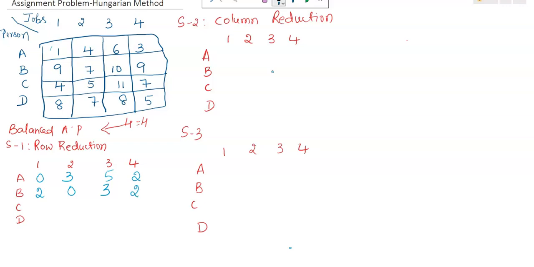Same thing in the third row, the least value is 4. So 4 minus 4 is 0, 5 minus 4 is 1, 11 minus 4 is 7, and 7 minus 4 is 3. In the fourth row, the least value is 5: 8 minus 5 is 3, 7 minus 5 is 2, 8 minus 5 is 3, 5 minus 5 is 0.